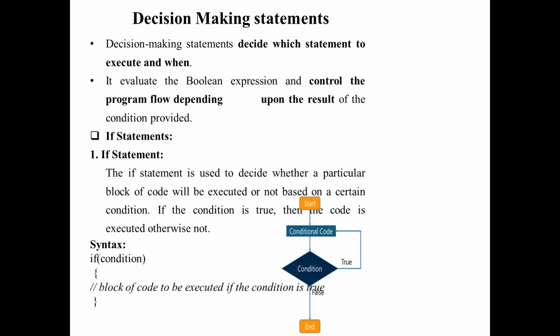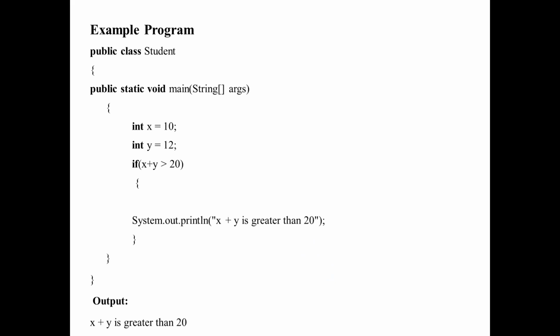First, decision making. Decision making is to decide which statement to execute and when it should execute. It is first categorized into the if statement. If the given condition is true, the block of code will be executed. For example, in Java, we usually start with a class: public class Student, public static void main(String args).